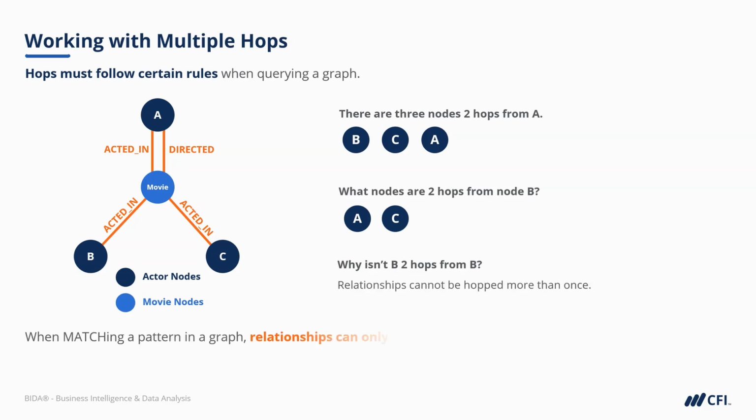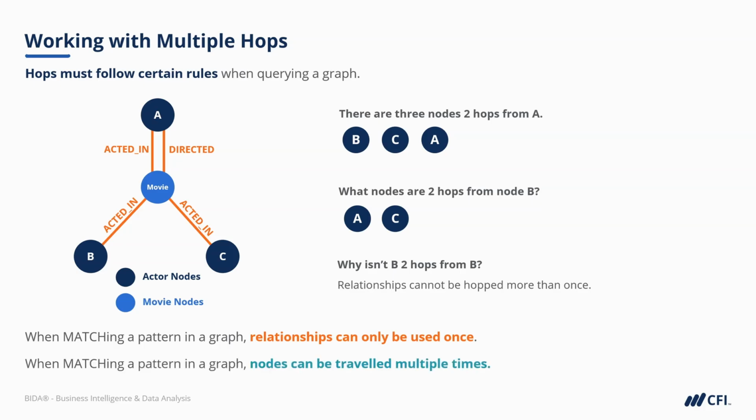So we've learnt 2 things here. When matching a pattern in a graph, relationships can only be used once. And when matching a pattern in a graph, nodes can be traveled multiple times, as we saw in the first example. We started at A and we finished at A. So this is why George Clooney appears 2 hops from George Clooney, is because he must have both acted and directed in the same movie.